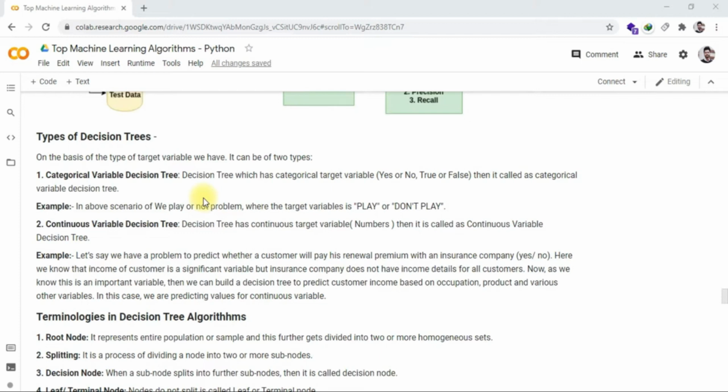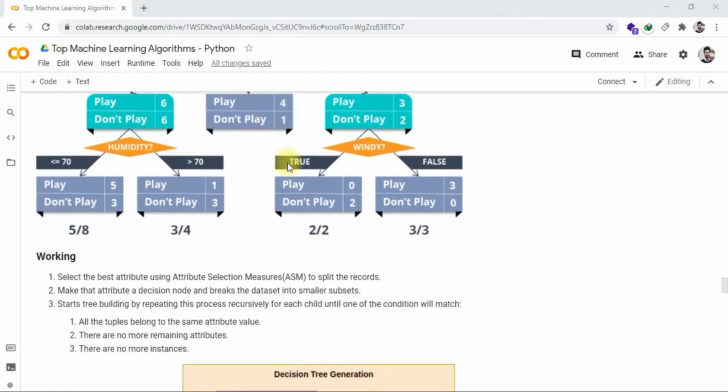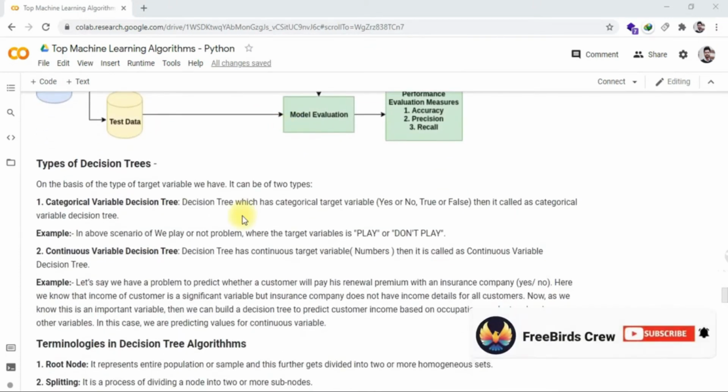So categorical data means yes or no, true or false values. Like I will show you the scenario here: play or don't play. So this is the categorical data or categorical decision tree.